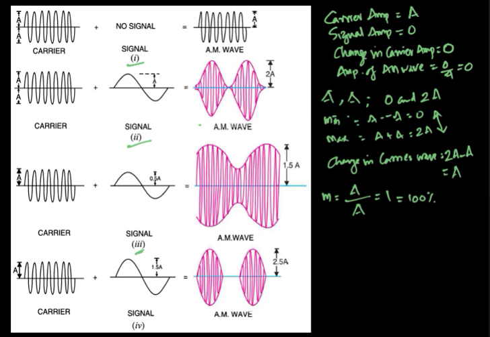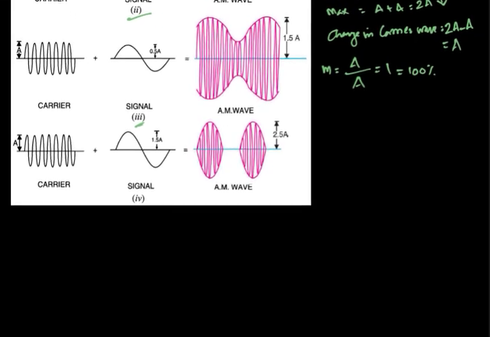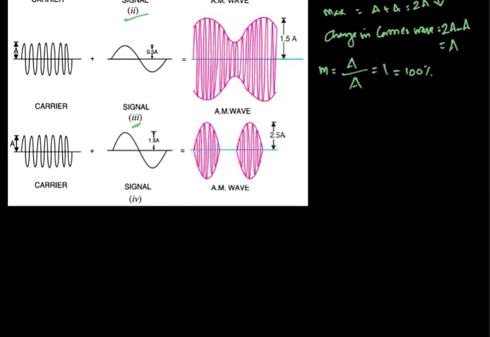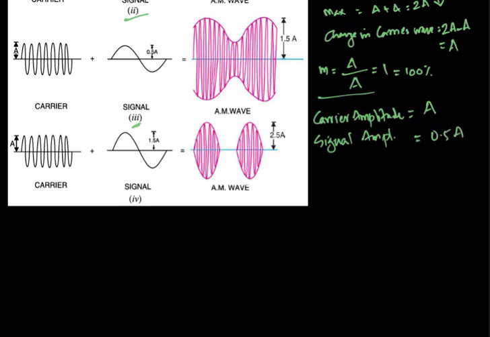I am again explaining how we will obtain these values. Here, for case 3, the carrier amplitude is equal to A, and the signal amplitude is equal to 0.5 times A. So 1/2 of the carrier amplitude is the signal amplitude in the third case.